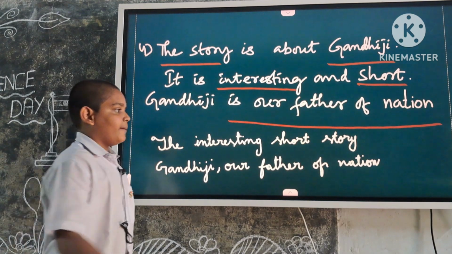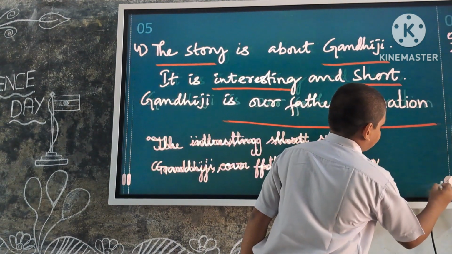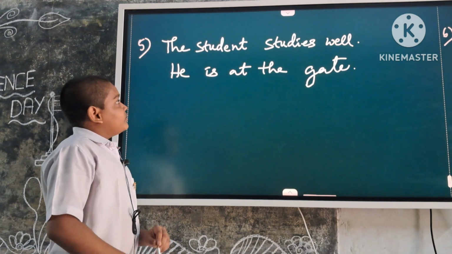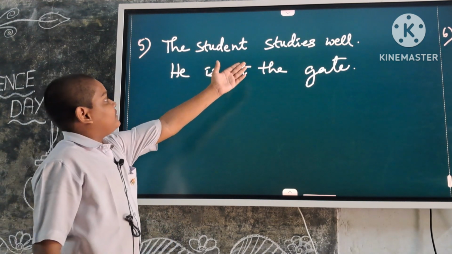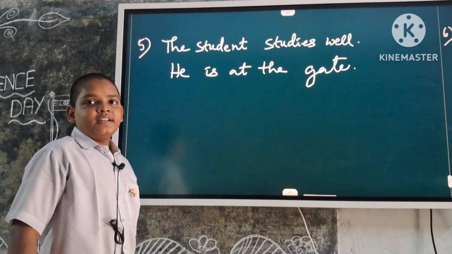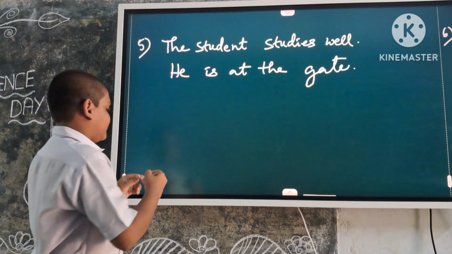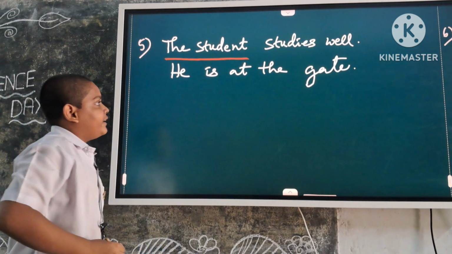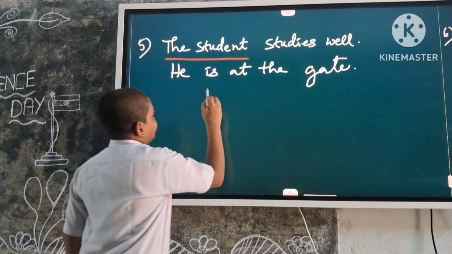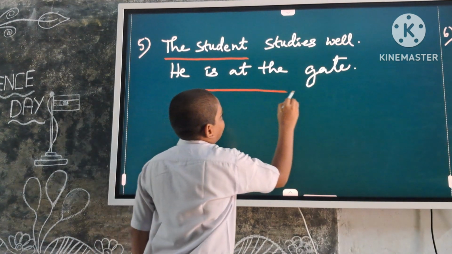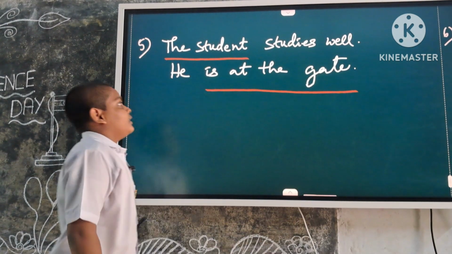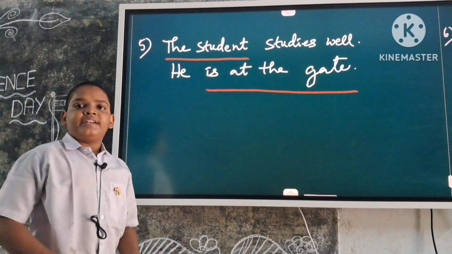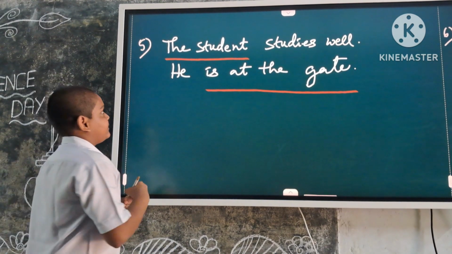Now next example. The student studies well. He is at the gate. Here the noun phrase is the student. The noun modifier is at the gate. Now join this noun phrase with this noun modifier. We get a new bigger noun phrase.